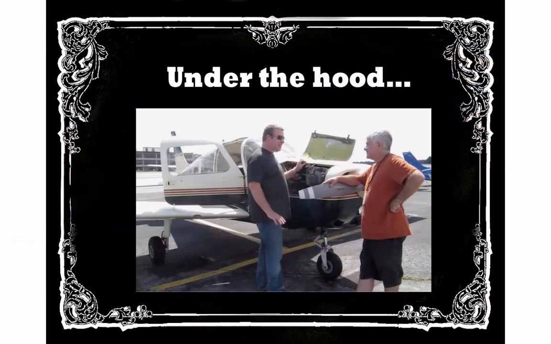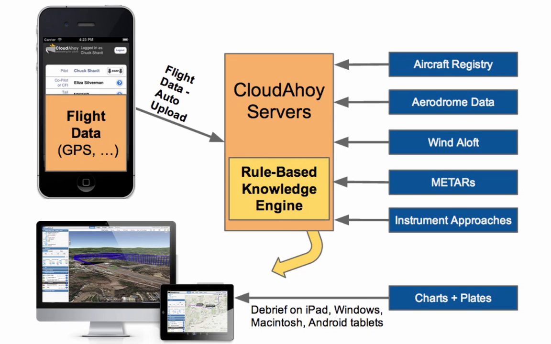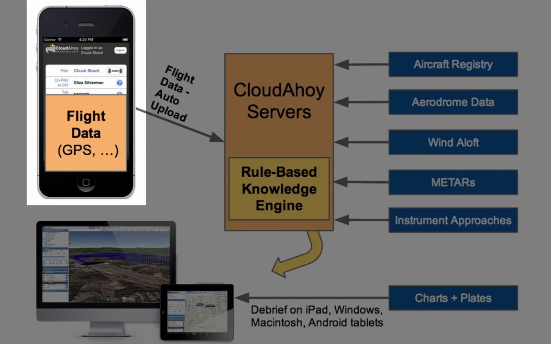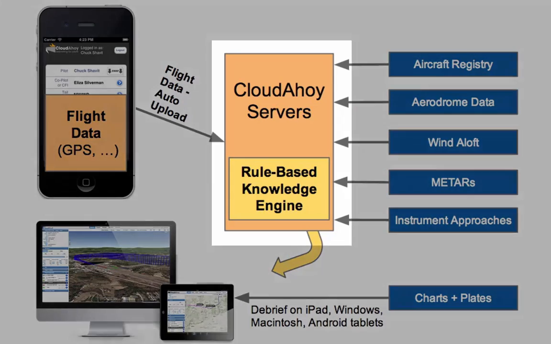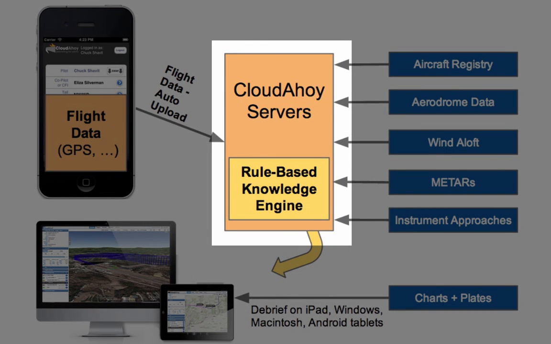Before showing you some other features of the CloudAhoy system, let me show you a little bit what goes on under the hood. The CloudAhoy flight debriefing system consists of three parts. The iPhone or iPad application logs the flight and uploads it automatically to the CloudAhoy servers. The flight is then analyzed by the CloudAhoy servers using a rule-based knowledge engine.